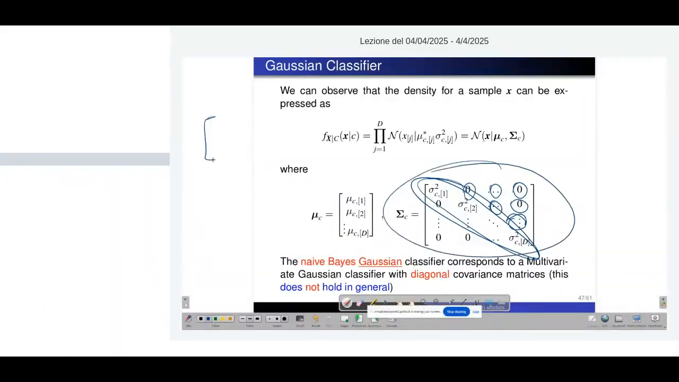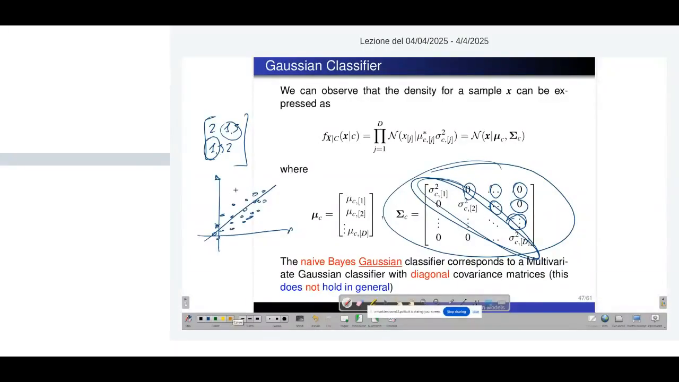If I compute my empirical covariance matrix and I get that it looks like this, this means that between components 1 and 2 of my dataset there is a strong correlation, then the naive Bayes assumption will probably not work very well. What does it mean? This covariance matrix means that the points are essentially aligned over a direction that is not the principal one.